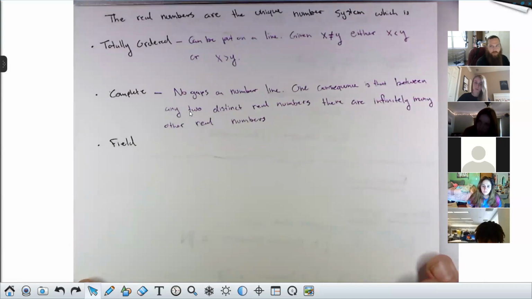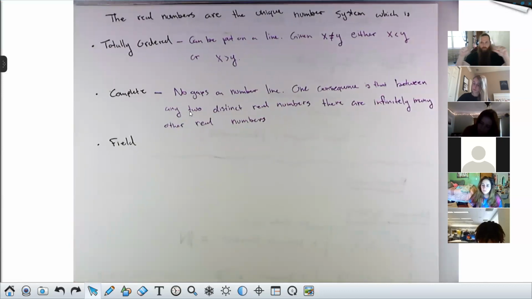Right? So if you take two numbers on the line, look at me over here. Here's your number line. You take any two numbers on that number line and you zoom in. There's going to be not just one other number, there's infinitely many other numbers in between them.